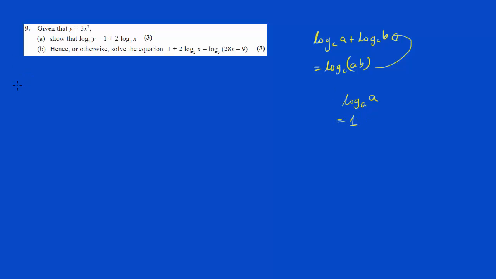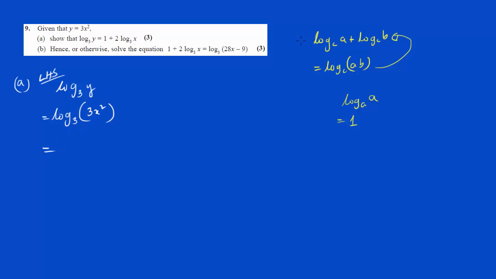So let's start. We have to show that log base 3 y is the same as 1 plus 2 log base 3 x. Remember, this is not an equation that we have to solve. We have to show that the left hand side is equal to the right hand side. So let's start. Log base 3, instead of y, we have to write x, because here on the right hand side it's all about x. So y equals to 3x squared.